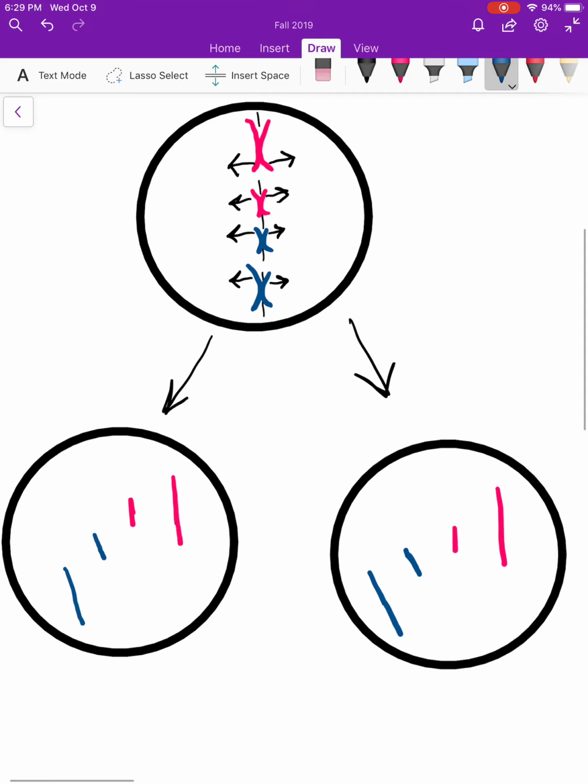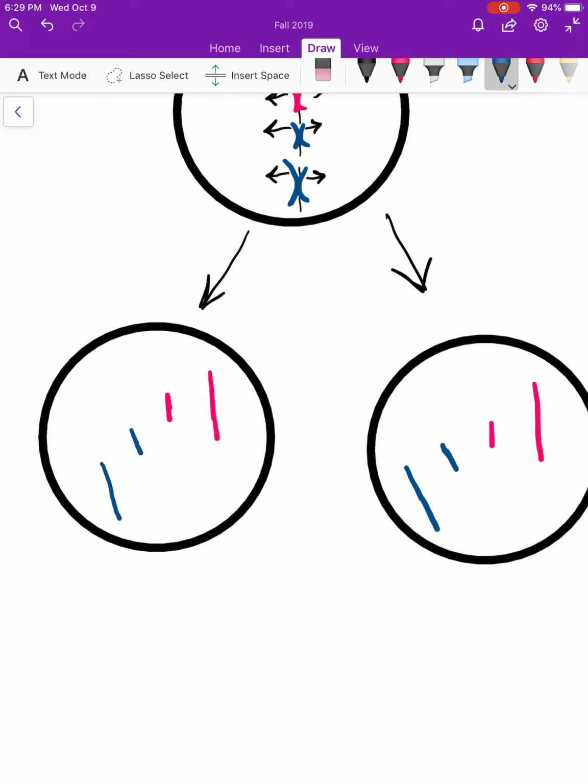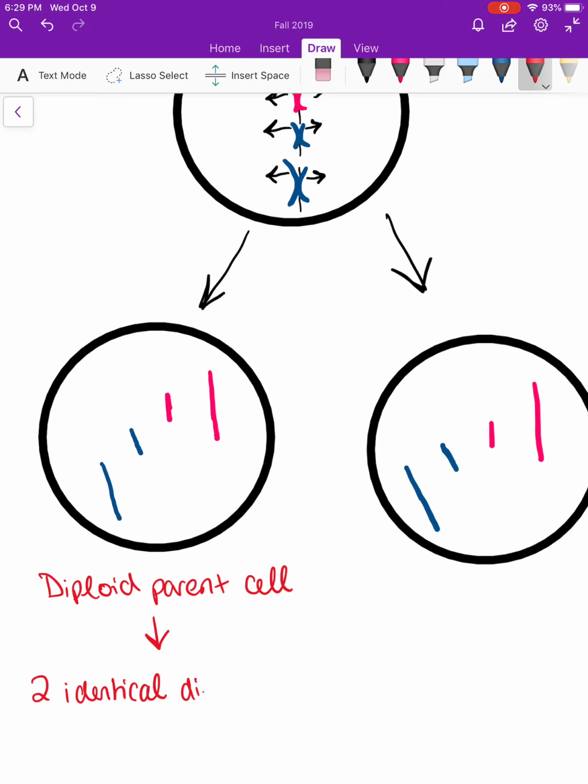So that is mitosis. And basically what mitosis did is it went from a diploid parent cell to two identical diploid daughter cells.